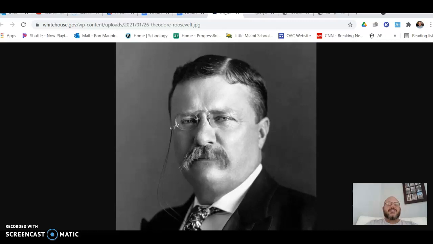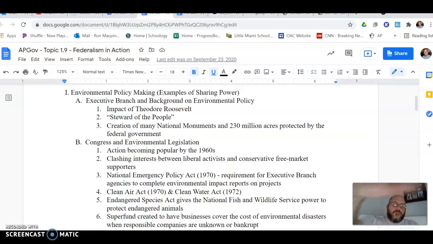And not just protected in the sense of just don't touch it, but also properly managed by the federal government so that resources are best utilized. So Roosevelt definitely is going to be on the forefront of the idea of using the federal government's power vis-a-vis environmental policy. And that's going to be applied in the creation of a numerous amount of national parks.